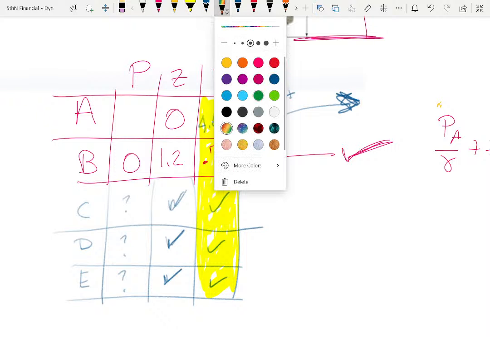I wonder if I could use a green one. There you go. I want a green here.